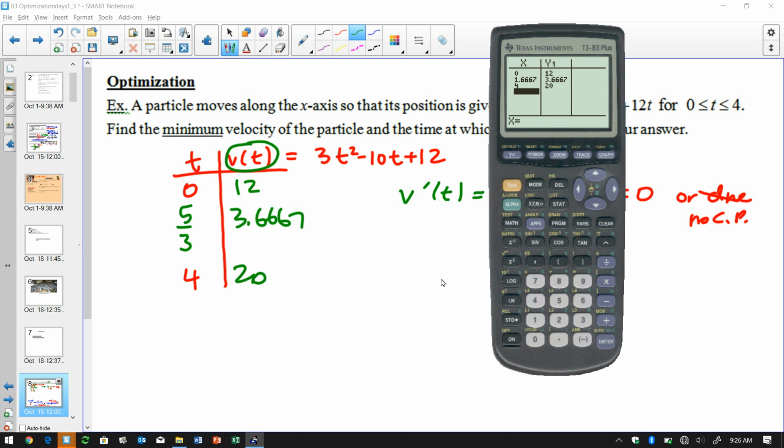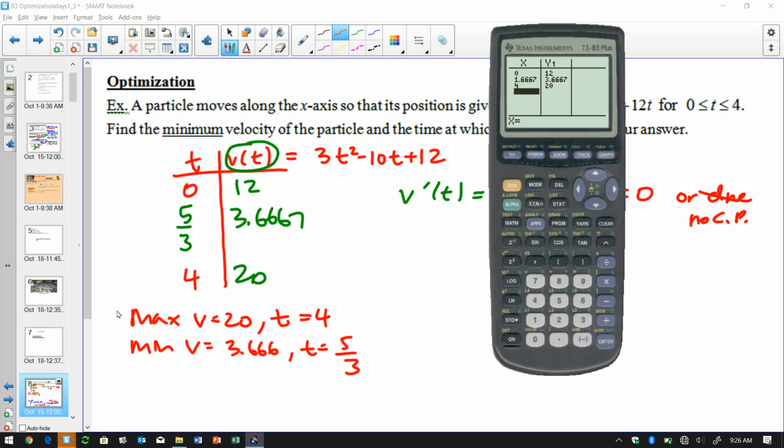So my question is, what's your maximum velocity? So your maximum velocity is 20. When does that occur? At t equals 4. What's my minimum velocity? 3.666 or 3.667. And when does that occur? Okay, any questions on my answer? Guys, if you are asked to justify this, how do you justify this answer? It's already done. Is everybody good with that?